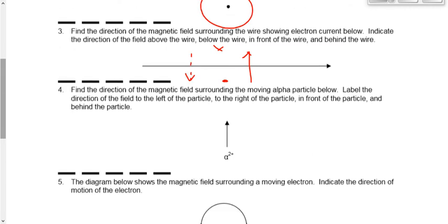You can write that in words, by the way, as well. I don't care if you use the notation that I've used, or if you draw it, or if you draw it kind of circular, if you can do that in three dimensions, or if you just write it in words, doesn't matter. Four, find the direction of the magnetic field surrounding the moving alpha particle below.